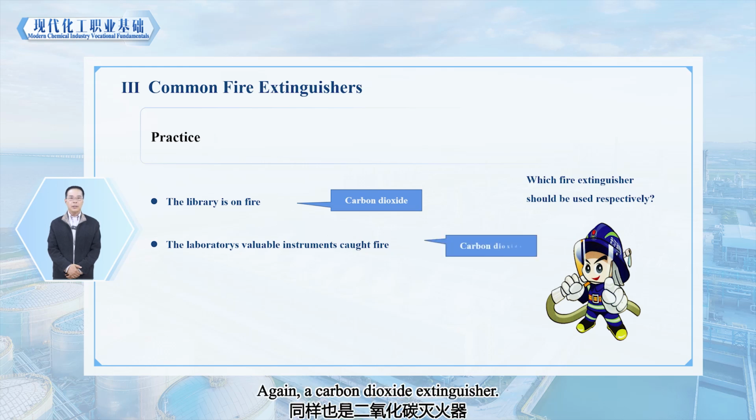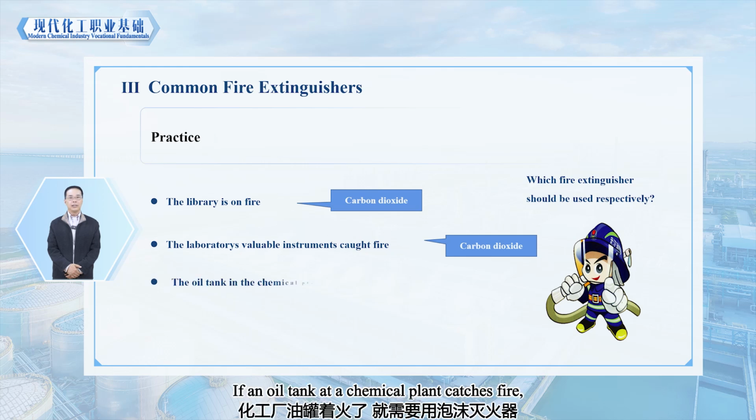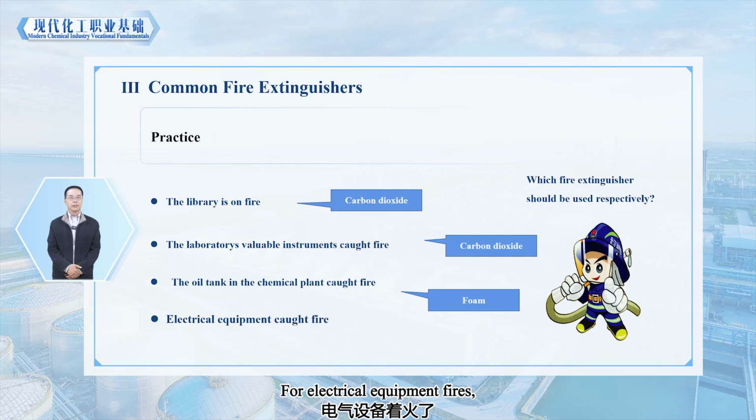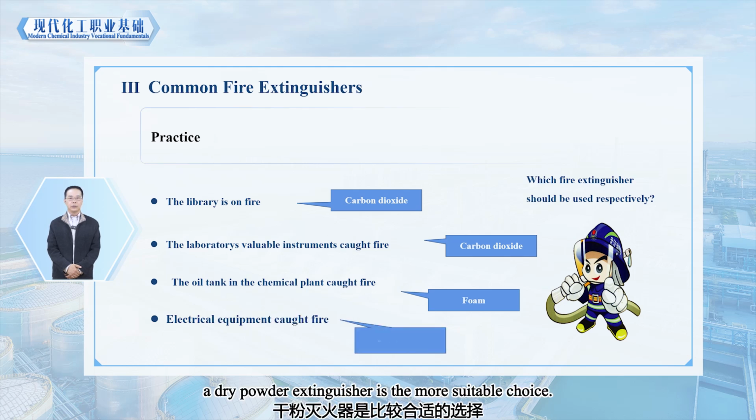Again, a carbon dioxide extinguisher. If an oil tank at a chemical plant catches fire, a foam extinguisher should be used, as it can effectively suppress oil fires. For electrical equipment fires, a dry powder extinguisher is the more suitable choice.